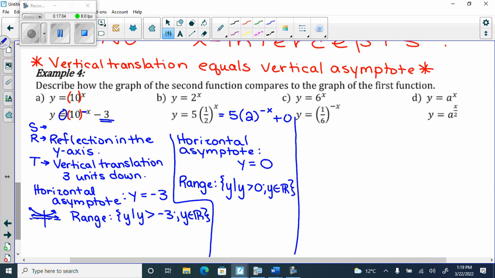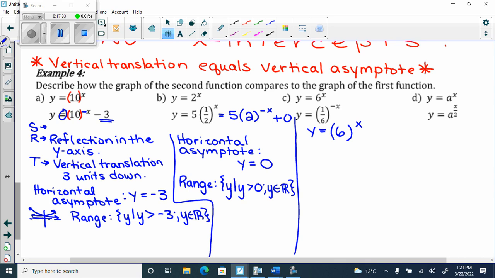For C and D, I do not want you to state the transformations that it says above. I don't want you to describe them. I want the horizontal asymptote and the range for both C and D. So this one I would have to change to be y equals 6 to the -1, correct? There's already a negative x there. What happens? It becomes a positive. There are no transformations. It's actually the exact same graph.